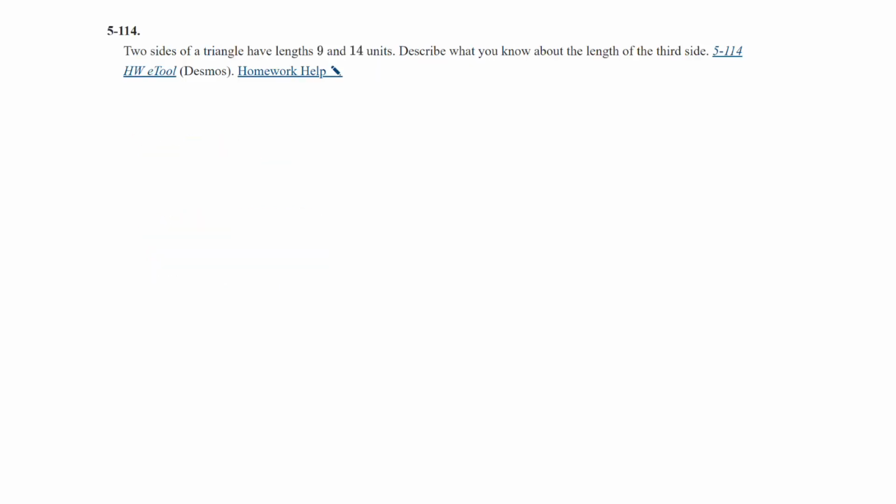Question 114. Two sides of a triangle have lengths 9 and 14 units. Describe what you know about the length of the third side. So 9 and 14. And just remember, when we're looking for that third side, if we try to open this length up as far as we possibly can, and then also try to close it as far as we possibly can. So if we open it up as far as possible, that would be 23. And if we close it, all we'd have left is 5. So therefore the third side needs to be less than 23 units, but greater than 5 units.